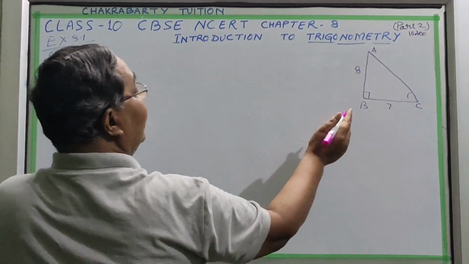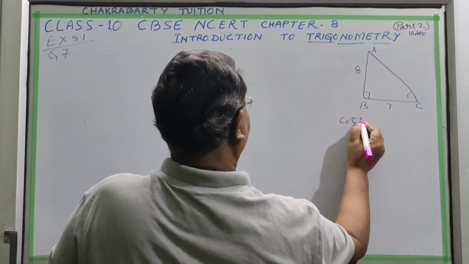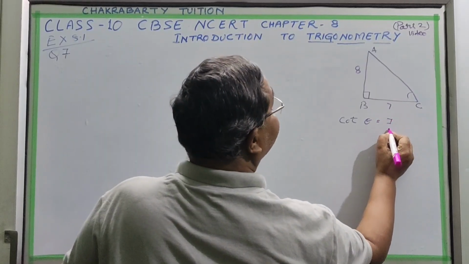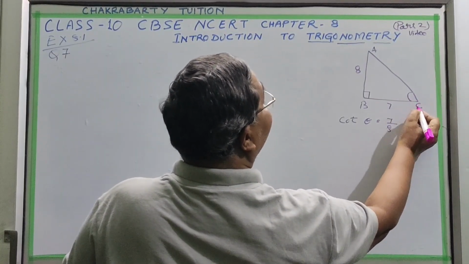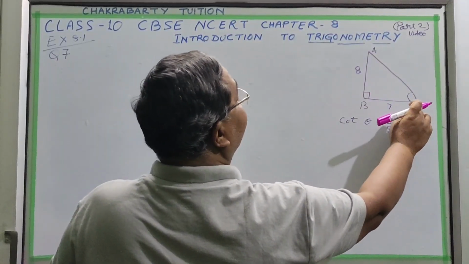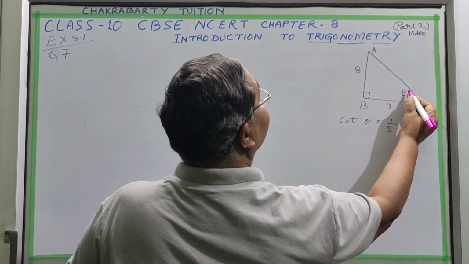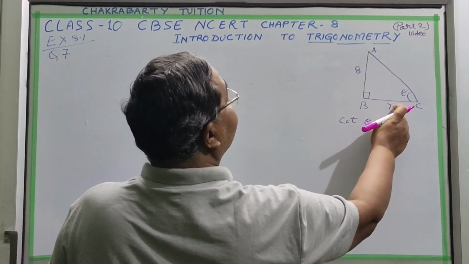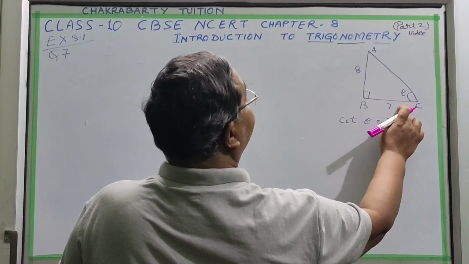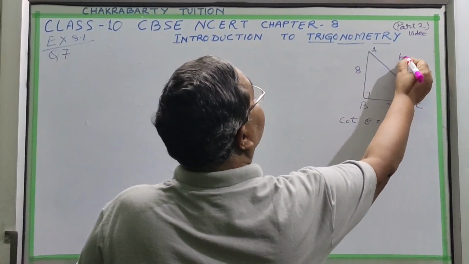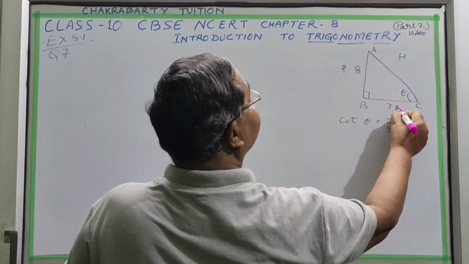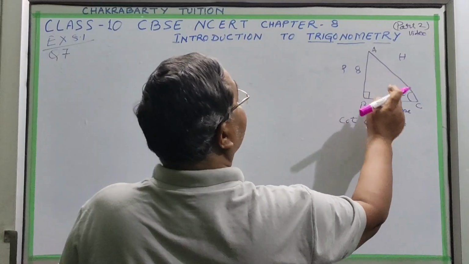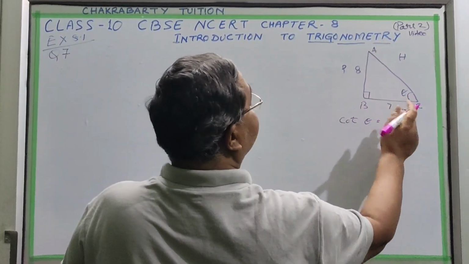Here in this triangle, they have given cot theta. Cot theta is equal to 7 by 8. Okay, so any angle we can take. So instead of this, we are taking this as theta. So if this is theta, cot will be base. This is base and this is hypotenuse. This is perpendicular and this is your base. So cot will be equal to P upon B.